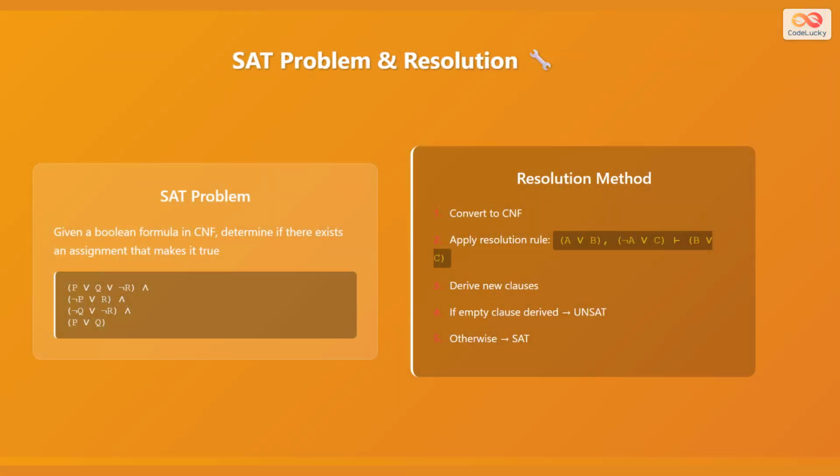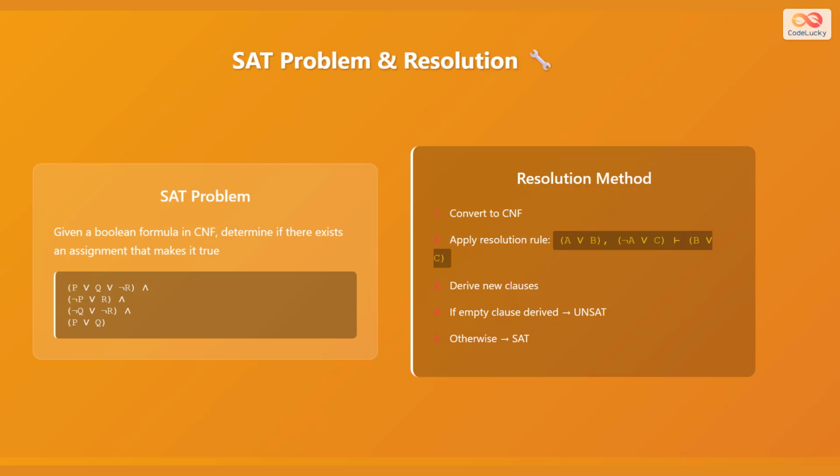Now let's explore the SAT problem and the resolution method. The SAT problem is defined as follows. Given a Boolean formula in conjunctive normal form, determine if there exists an assignment that makes it true. For example, we have (P or Q or not R) and (not P or R) and (not Q or not R) and (P or Q).